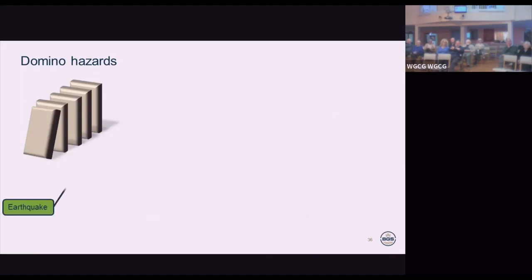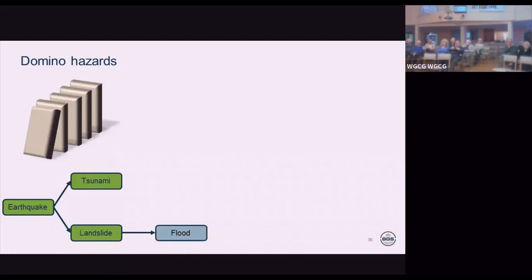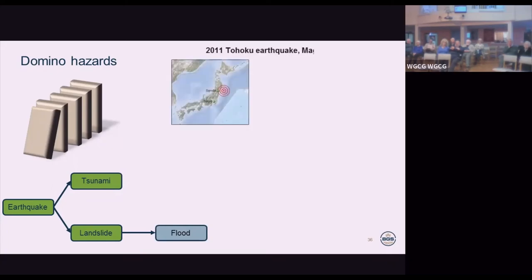Think of this as a hypothetical example. An earthquake, we know, can trigger tsunamis. We've seen that in the news a lot. An earthquake can also trigger landslides. Hopefully that's quite an intuitive thing. Landslides can then block a river, and the river floods and causes a flood. That's a scenario that we can think of. And this has happened in our memory. This is an example of it.